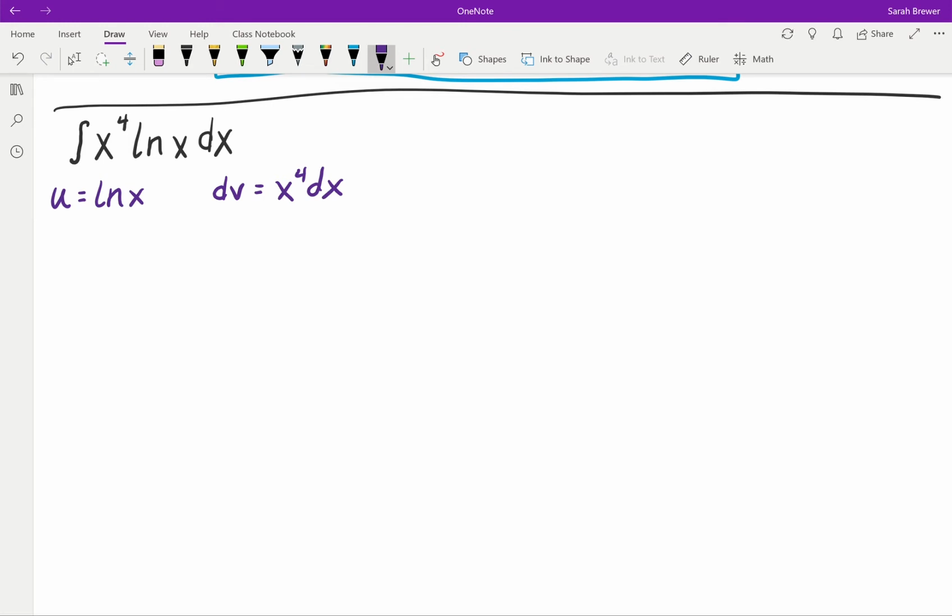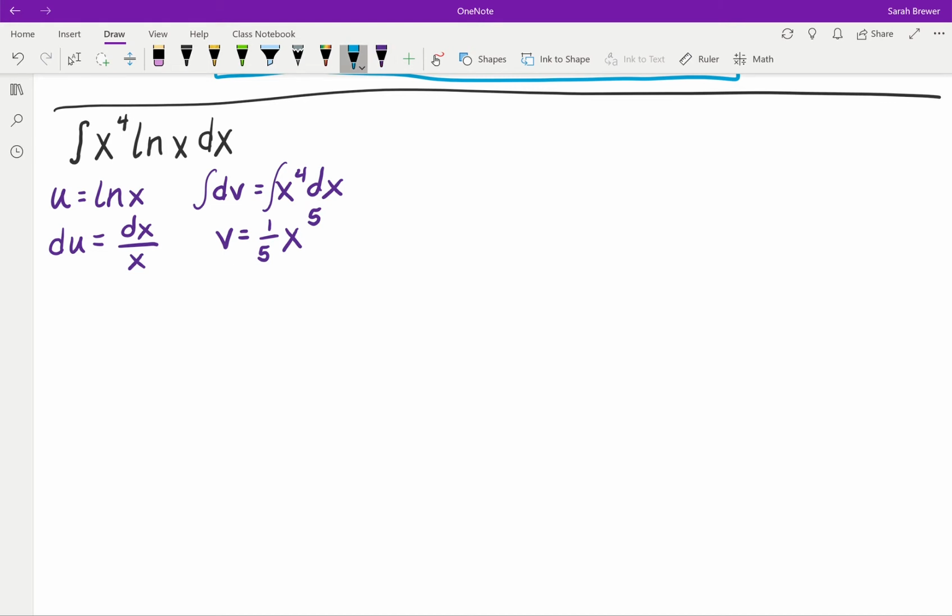So we know that the derivative of natural log of x is 1 over x. So our du is just dx over x, or 1 over x dx if you prefer. And then to integrate x to the fourth dx, I'm just going to apply my power rule for integrals, and so I get that v is equal to 1/5 x to the fifth.